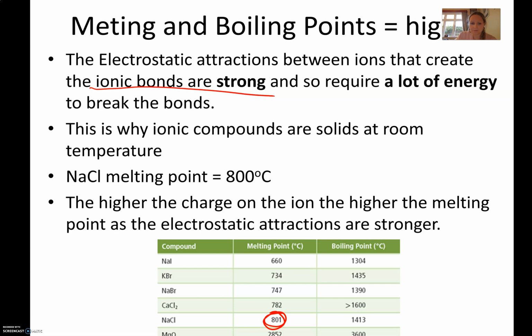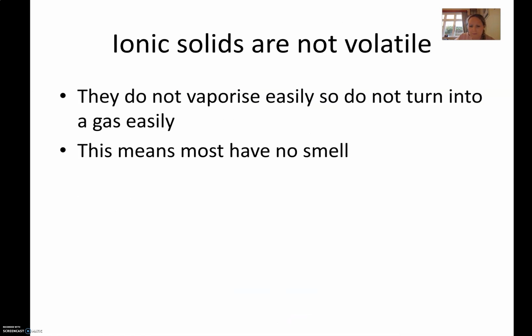Oh, and this is quite cool. The higher the charge of the ion, the higher the melting point. And that's because the electrostatic attractions are stronger. So that's the same as metallic bonds. A metallic bond with a 2+ charge is stronger than a 1+ charge, and that's the same as here. So it does a similar thing.